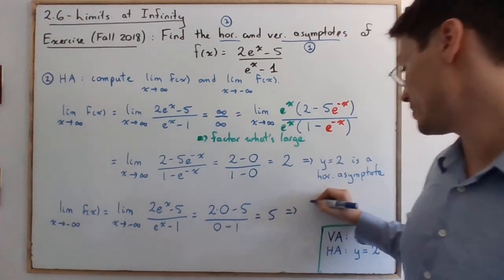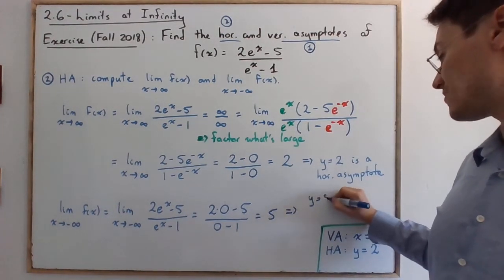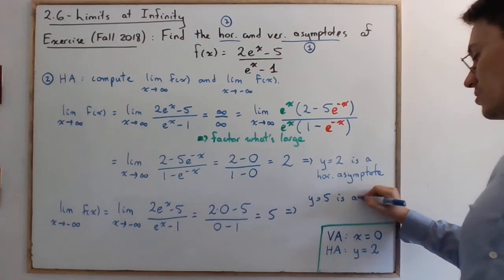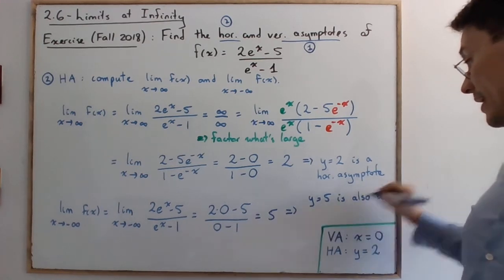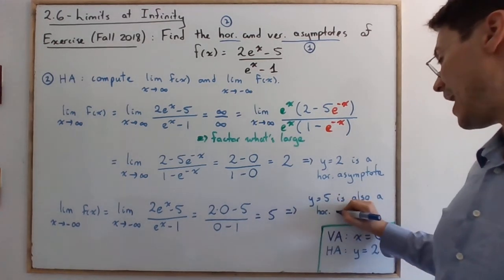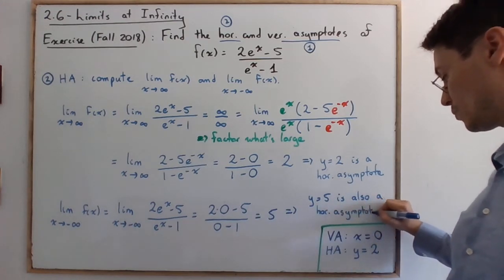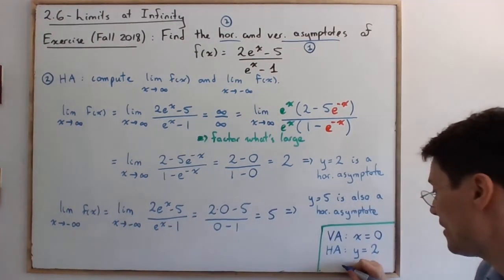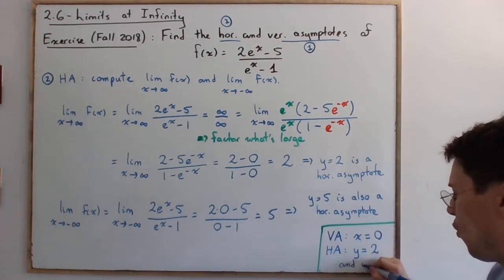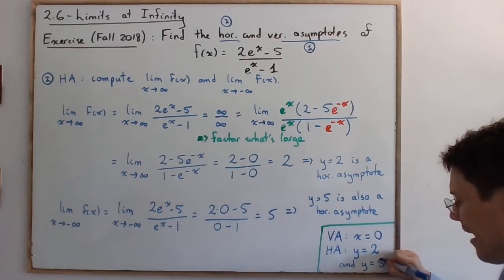So I'm going to write it here. y equals 5 is also a horizontal asymptote. So you have to add it over here. So y equals 5.